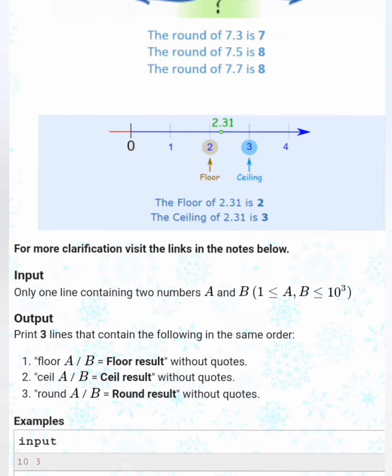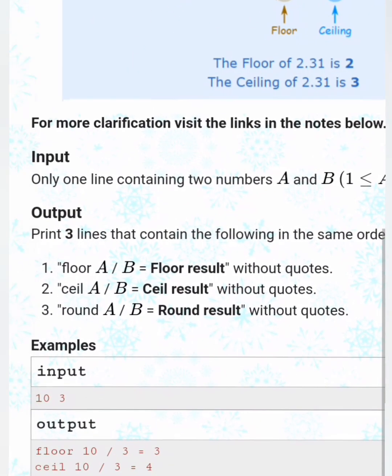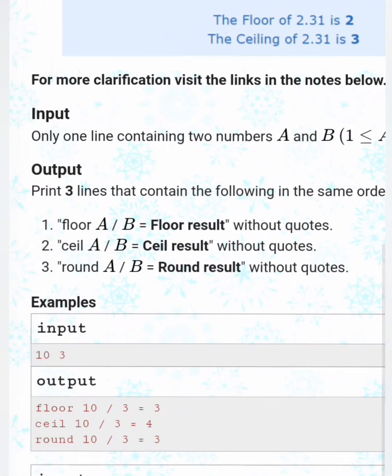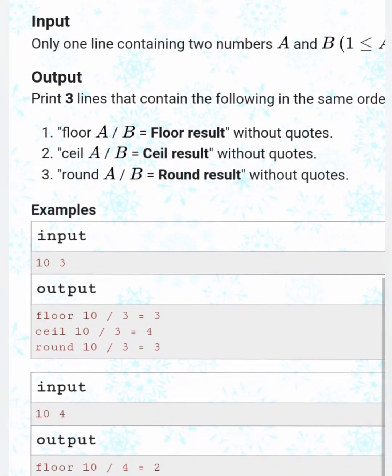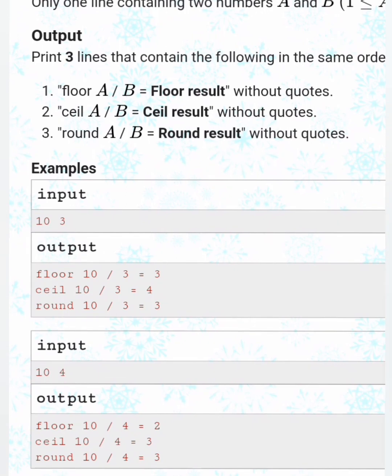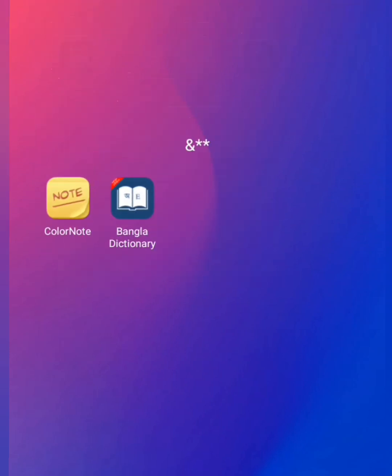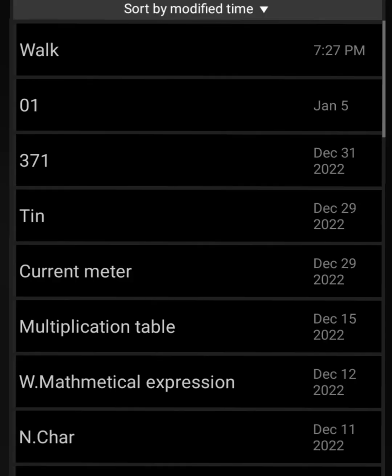If you see the question, they talk about our output. There they give an example like input is 10 and 3, then the output should be: floor of 10 divided by 3 is equal to 3, ceil of 10 divided by 3 is equal to 4, round of 10 by 3 is equal to 3.